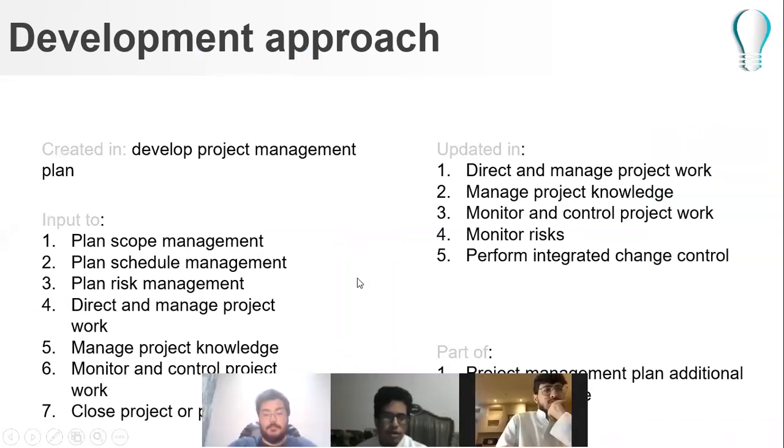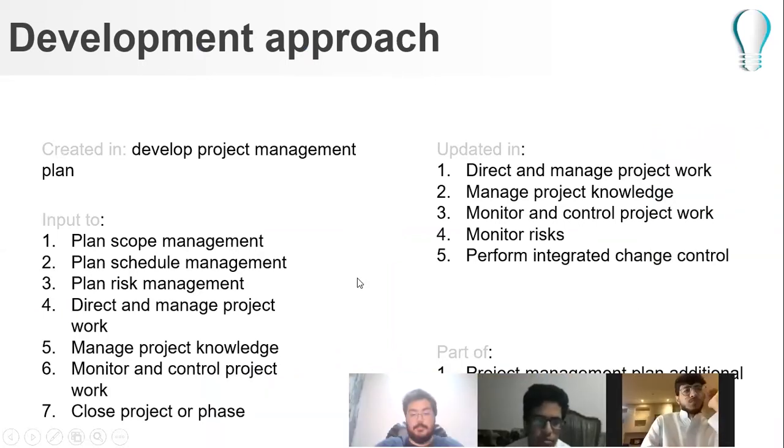The development approach is created in develop project management plan, and is an input to plan scope management, plan schedule management, plan risk management, direct and manage project work, manage project knowledge, monitor and control project work, and close project or phase. It's also updated in direct and manage project work, manage project knowledge, monitor and control project work, monitor risks, and perform integrated change control. It is part of the project management plan, additional to the project life cycle.